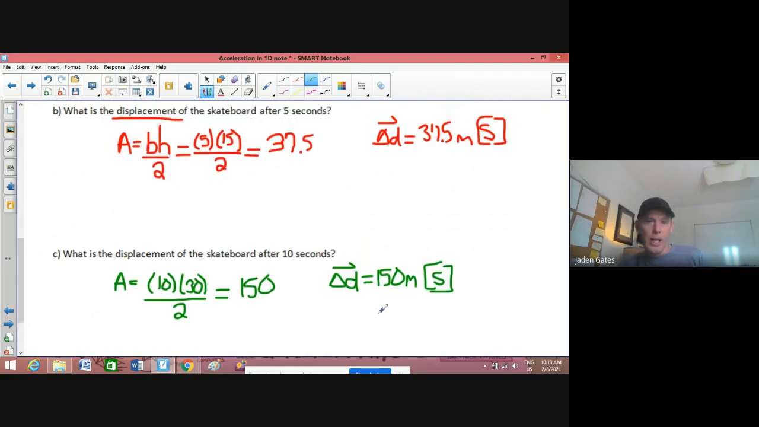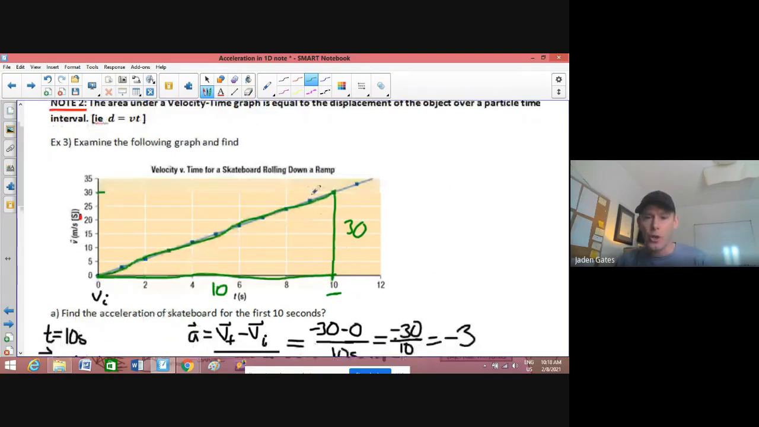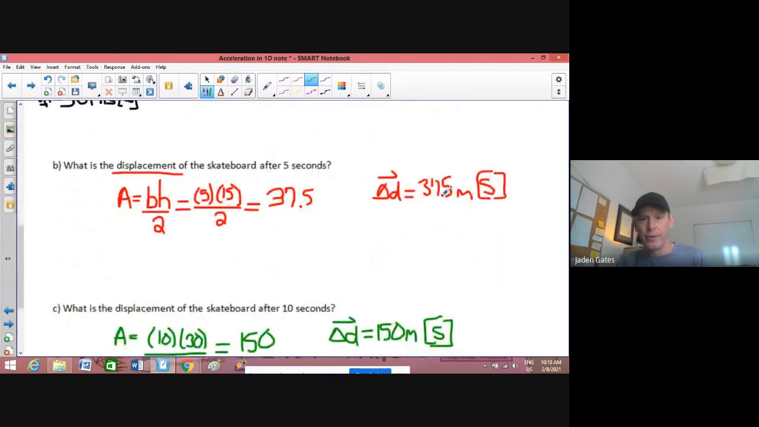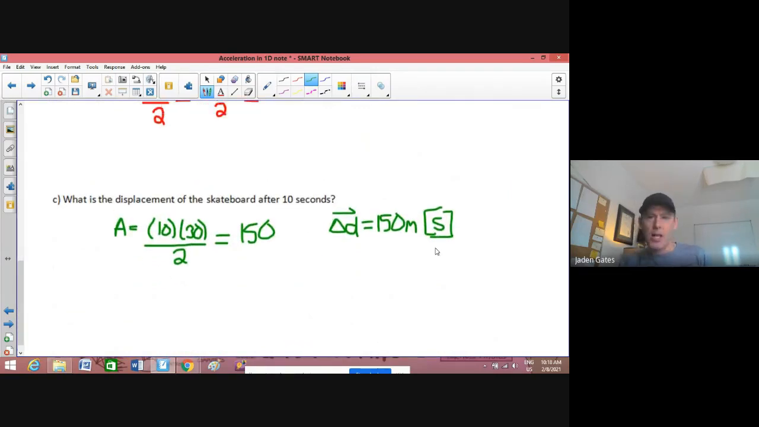There we go. So there's a little extra information that comes from a velocity time graph that we didn't have from a distance time graph. With a distance time graph, we could figure out the velocity, but with a velocity time graph, we can figure out not only the acceleration, but also the displacement of the object. There we go.